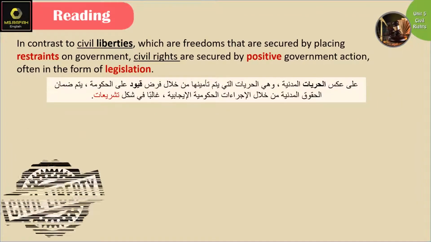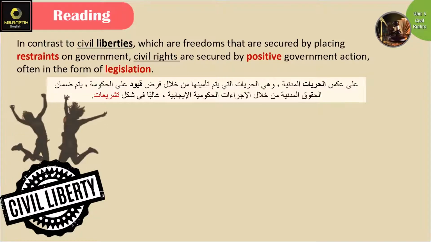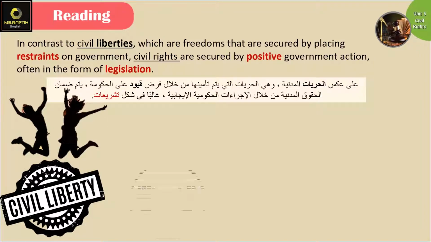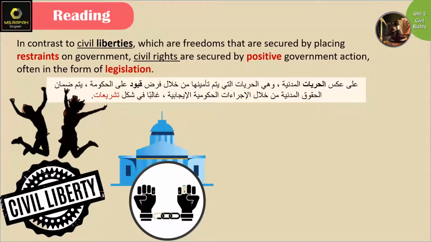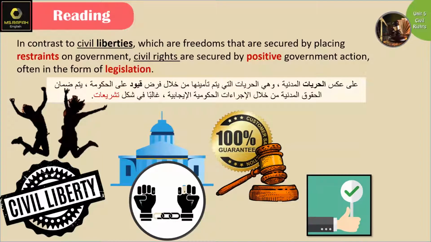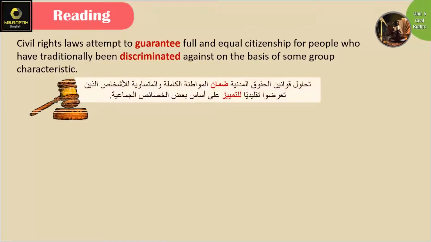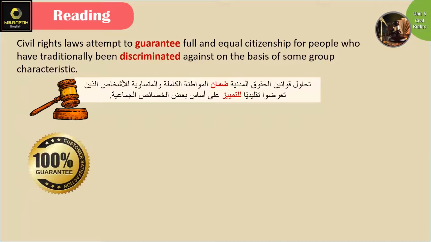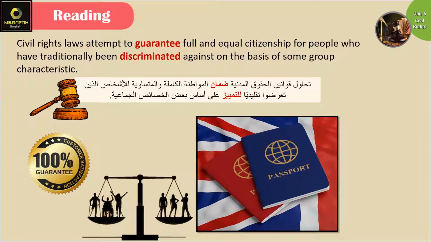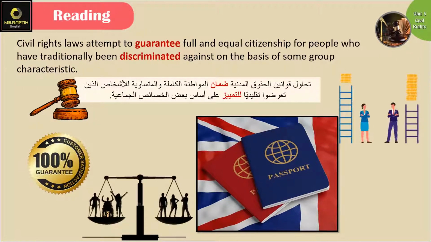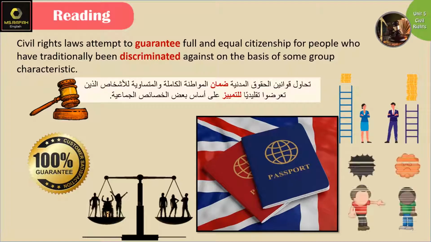Civil rights are in contrast to civil liberties, which are freedoms that are secured by placing restraints on government. Civil rights are secured by positive government action, often in the form of legislation. Civil rights laws attempt to guarantee full and equal citizenship for people who have traditionally been discriminated against on the basis of some group characteristic.